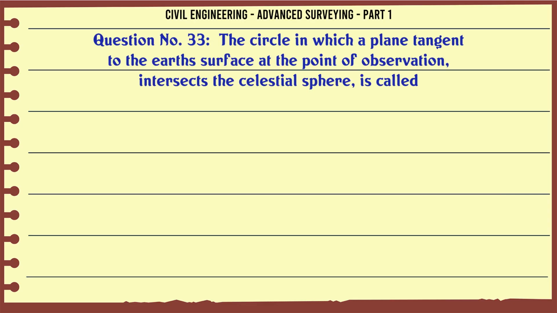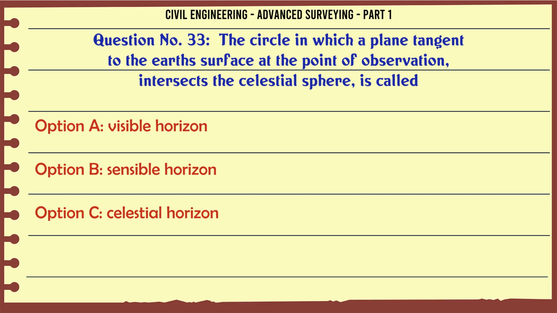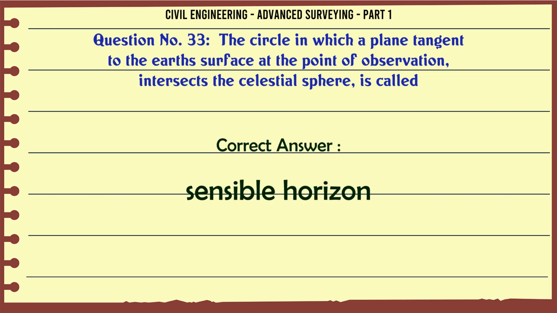The circle in which a plane tangent to the Earth's surface at the point of observation intersects the celestial sphere is called A. visible horizon, B. sensible horizon, C. celestial horizon, D. true horizon. The correct answer is sensible horizon.